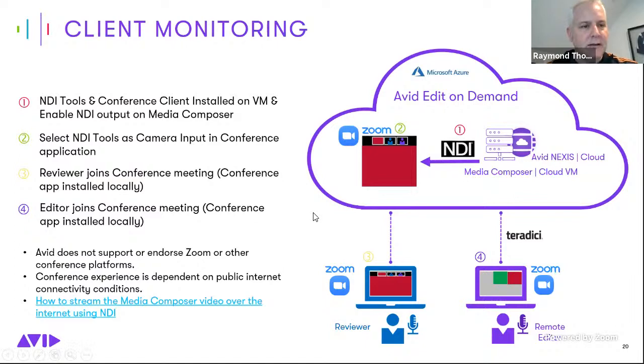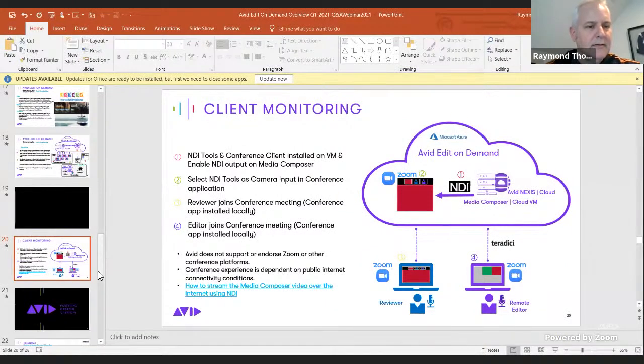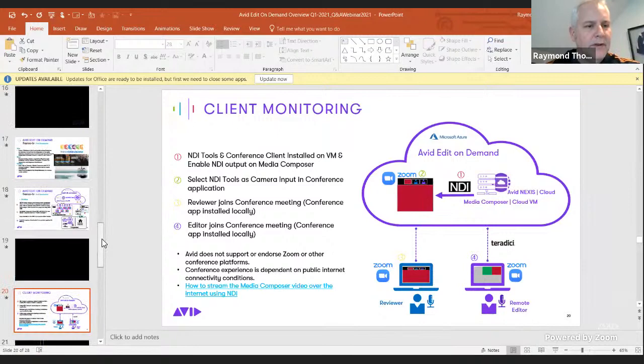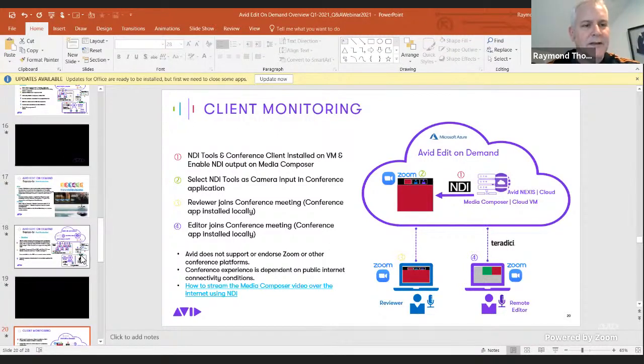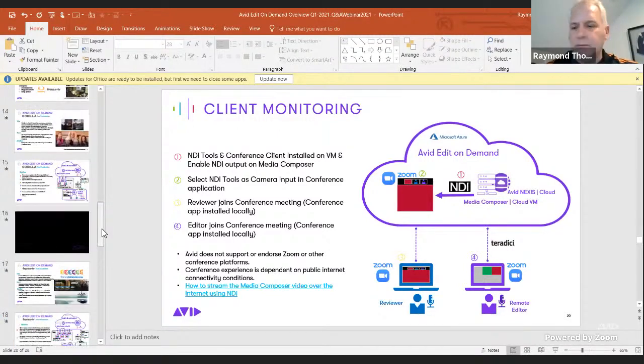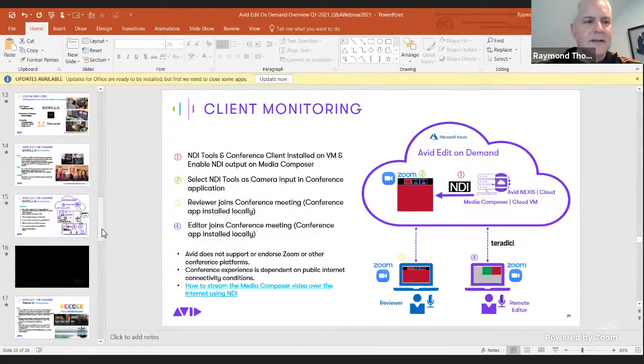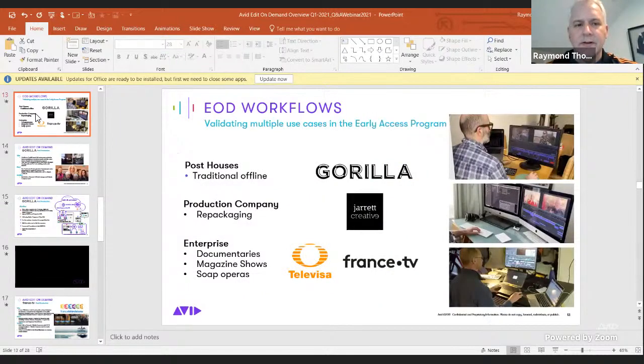So that was a good one. And then let's see. One other note, right, just about types of workflows. So what we've found in terms of ideal use cases, it's really been traditional offline production companies doing things like repackaging on sort of the enterprise or broadcast side of things, folks doing documentaries, magazine shows, soap operas, those types of shows, certainly reality TV. All of those fit really well into this service.